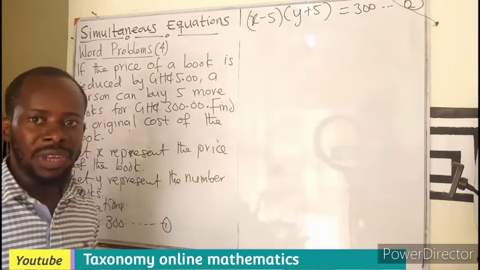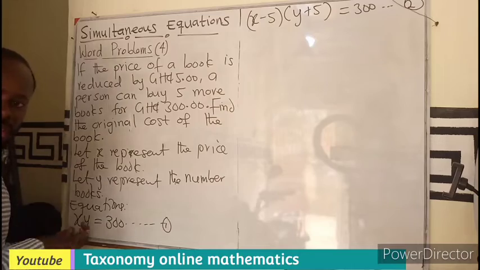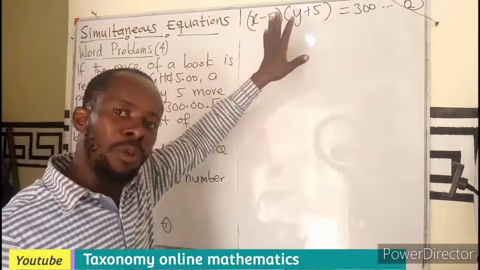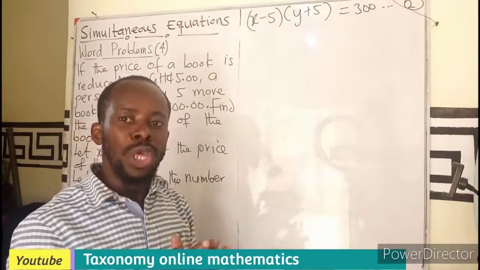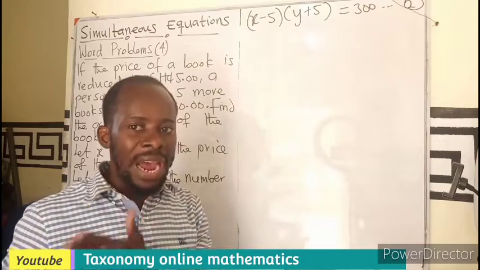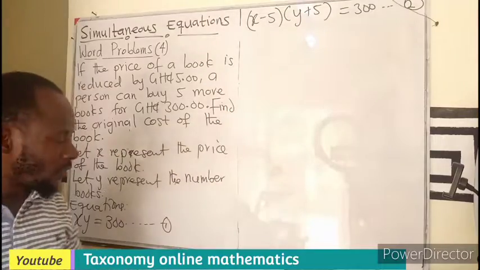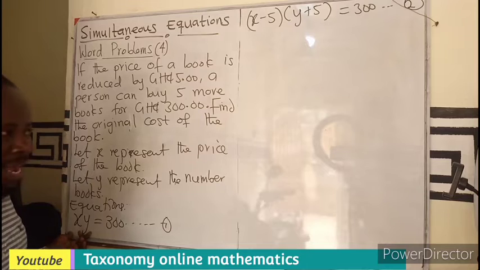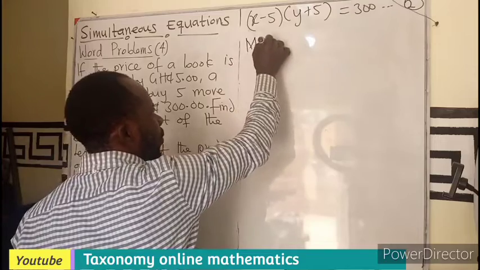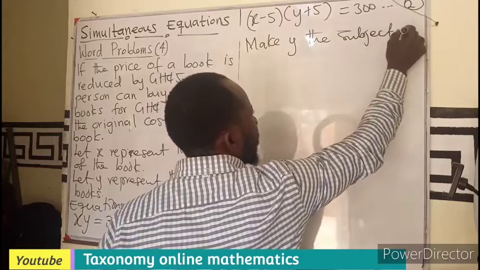In one of our previous episodes, we learned that if we have a product of the variables in one equation, we are going to generate a quadratic equation, and we can only use the substitution method to arrive at our answer. So this is equation 1, and this is equation 2. The best way to solve this is to make one of the variables the subject in one of the equations, and I would prefer to use the multiplication aspect. So make Y the subject of the formula.